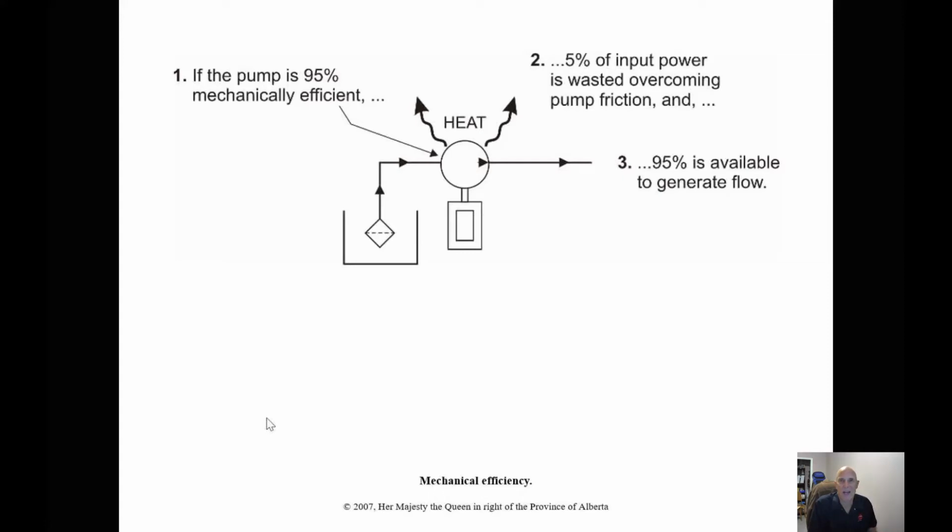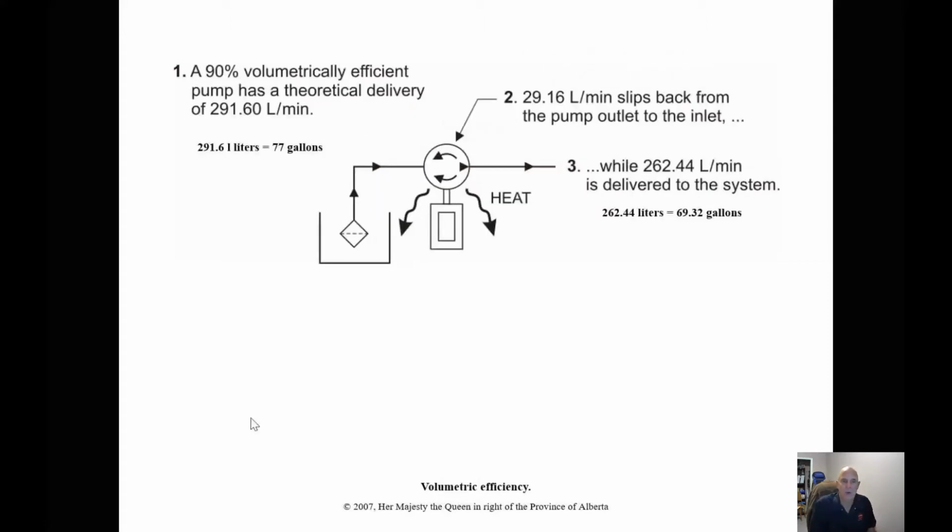The other thing is, what is the mechanical efficiency of a pump? It would be great if a pump was 100% efficient, but they never are. Because as they start to generate heat, the efficiency goes down. We get what's called slippage or leakage past the pump, and that is wasted energy. So again, every pump style has what they consider allowable efficiency loss. A 90% volumetric efficiency pump has a theoretical delivery of 291.6 liters per minute.